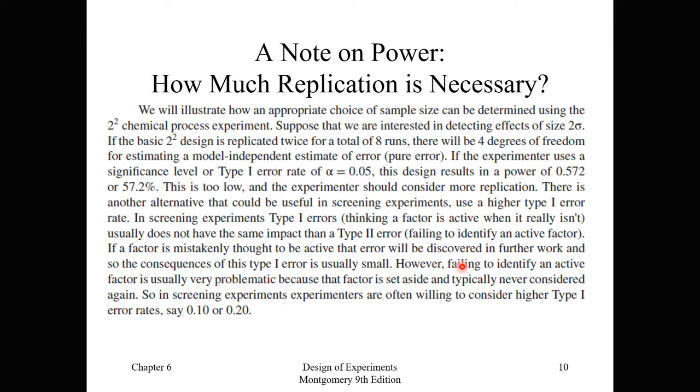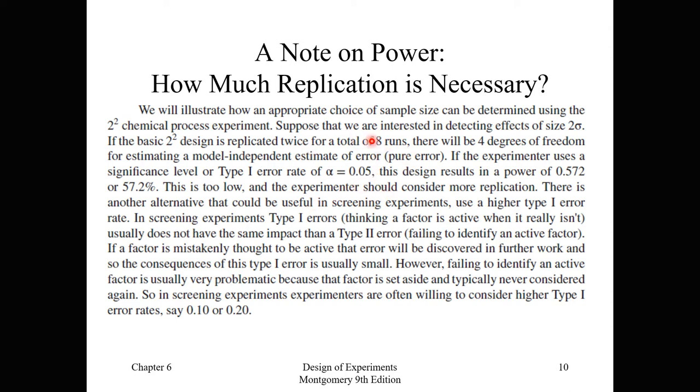So to prevent that, sometimes we are willing to consider these higher type 1 errors, maybe 0.10 or 0.20 in these types of studies. And again, in this slide deck, we're going to have several times where I'm going to say, hey, this is okay in these types of studies. This is one of them. In these types of studies, we might consider doing this.